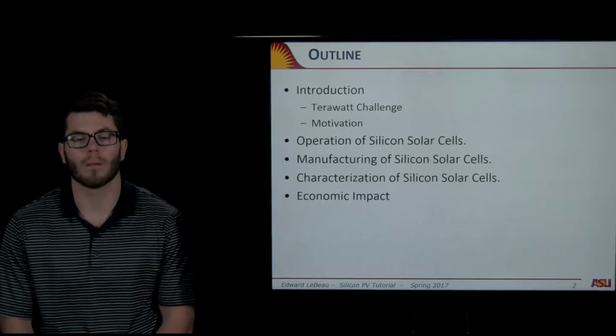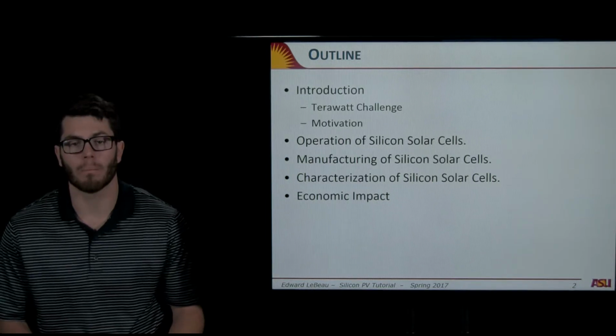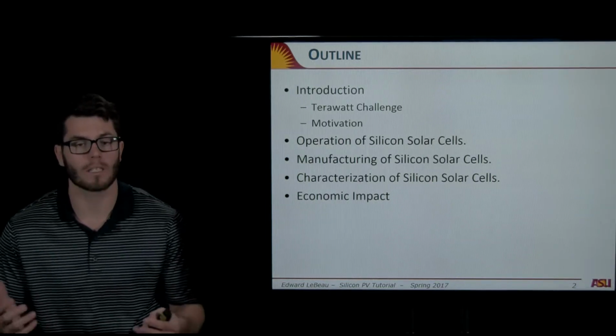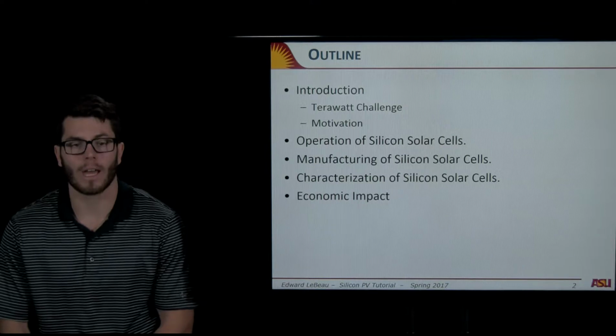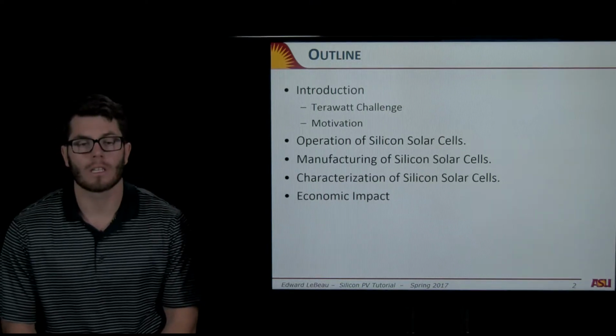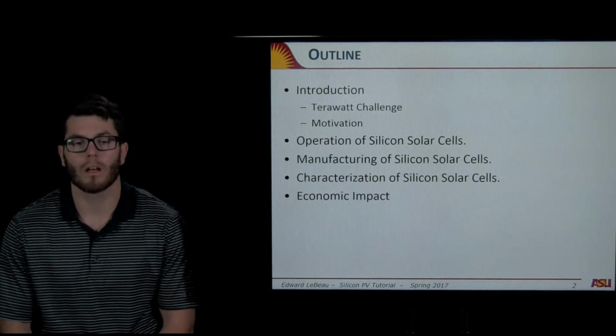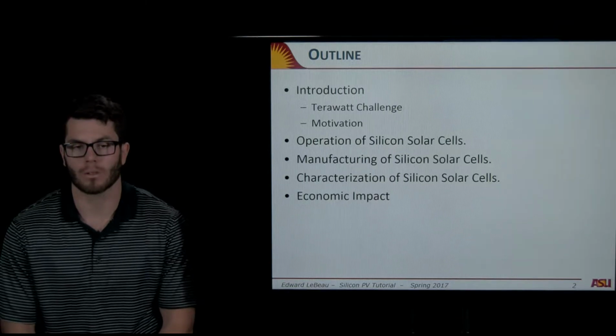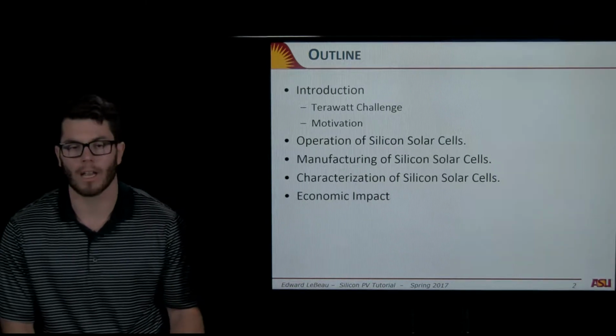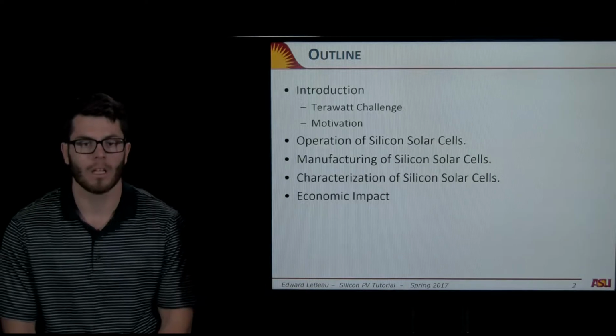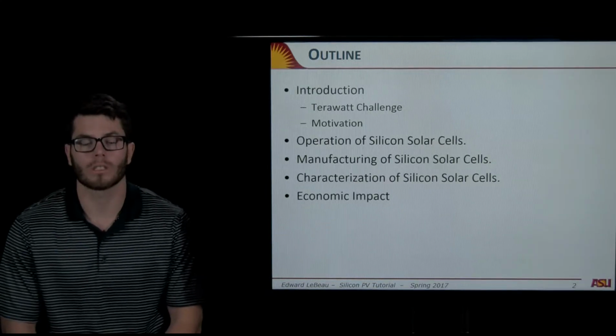How does light become electricity? And then after that, we'll look into the manufacturing of silicon solar cells. How are they built? What's the process to building a solar cell? We'll look into that in two parts. One is, what is the industry standard of manufacturing a solar cell? And then what's a lab standard of manufacturing a solar cell? Especially, what's the lab standard at ASU's Solar Power Lab? And then after that, we'll look into the characterization of silicon solar cells.